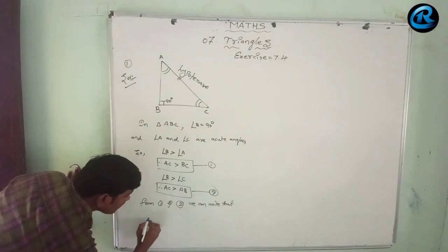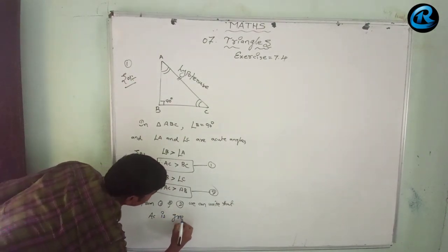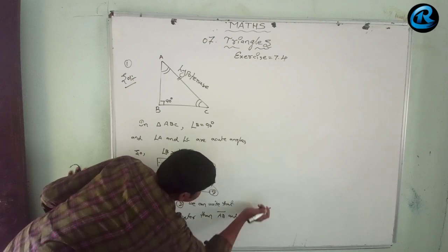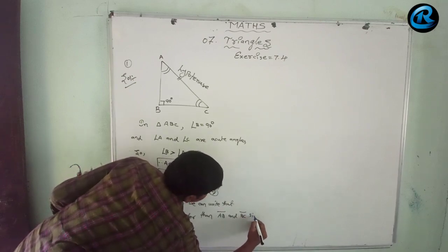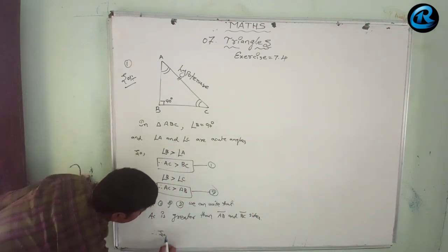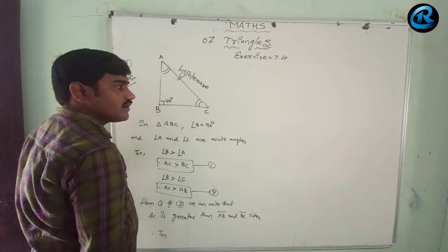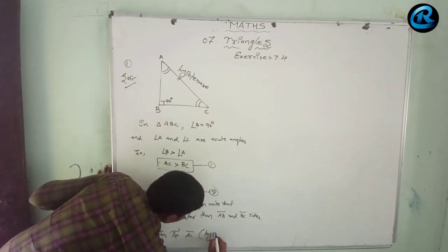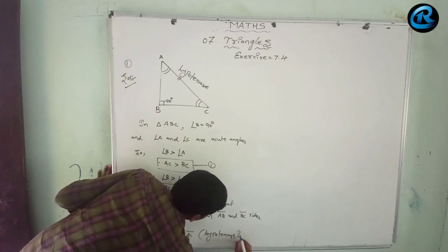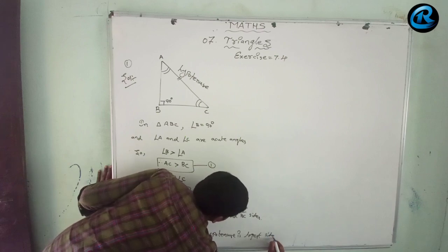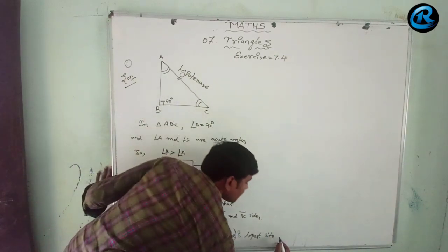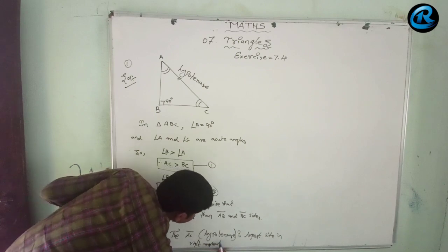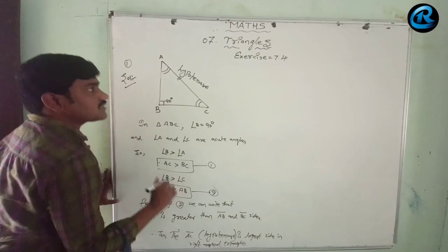So this AC is greater than AB and BC sides. So AC is the longest side in the right angle triangle. The AC, nothing but the hypotenuse, is the longest side. The hypotenuse is the longest side in a right angled triangle. Hence proved.